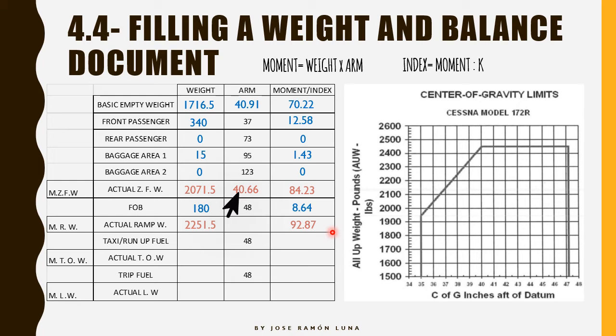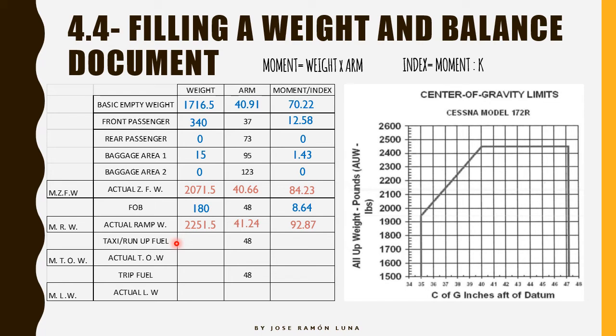We're going to do exactly the same as we did to get 40.66. You can go back to that step if you need to. 92.87 times 1000 divided by 2251.5 equals 41.24. Good. Let's continue with the next one.